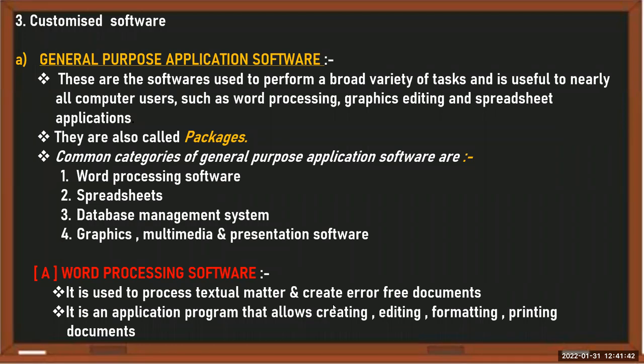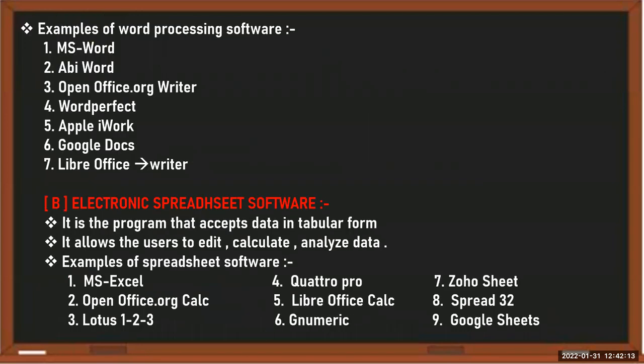create documentations. Which is used to create documents, which allows us to create, edit, format, and print the documents. Word processing software means the softwares which allow you to create, edit, format, and print the documents in which you can type the text, you can edit the text, you can format the text. Any kind of software which allows you to do this kind of task, that is called word processing software.